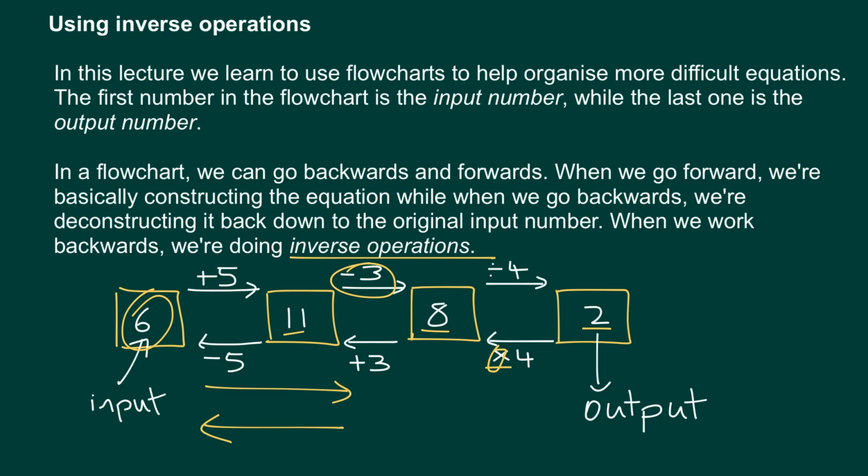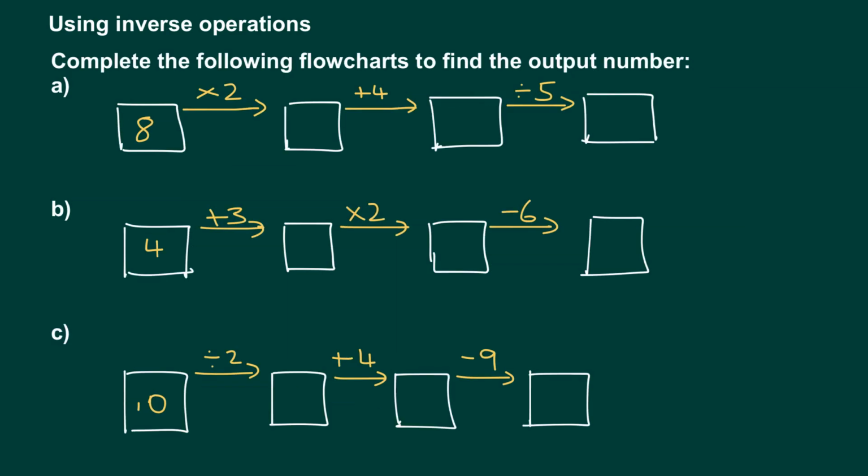So guys, let's work through a few questions here to get our minds working around how flowcharts work. Alrighty, so let's have a look at this question. It tells us to complete the following flowcharts to find the output number. Now, as we just learned, the output number is simply the number that we get at the end of a flowchart, while the very first number is known as the input number.